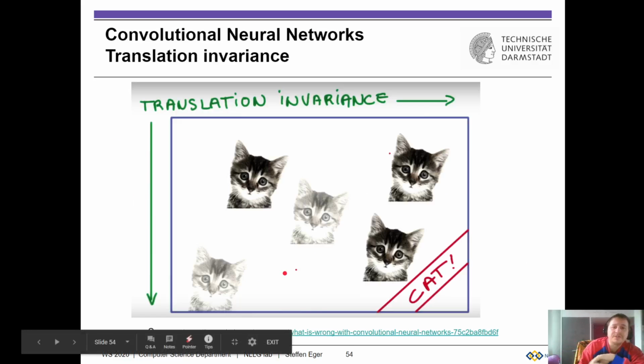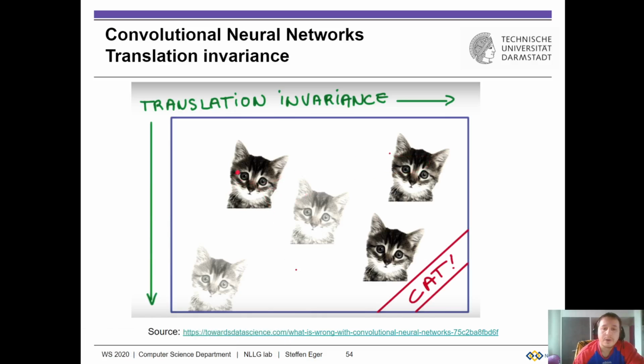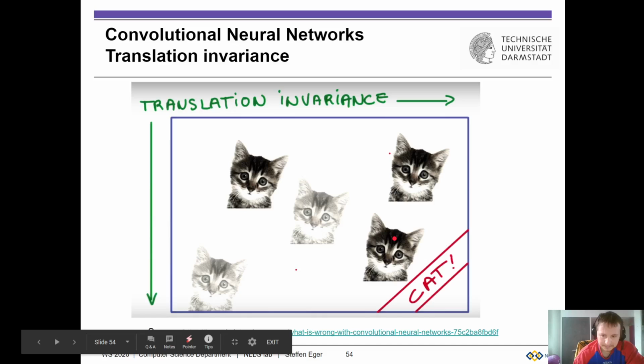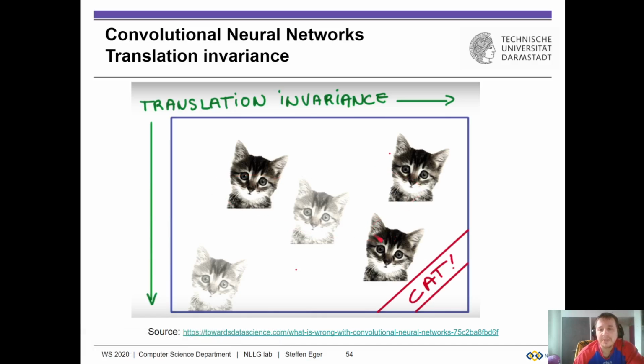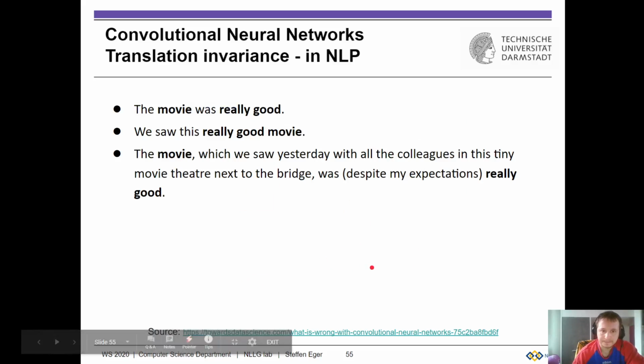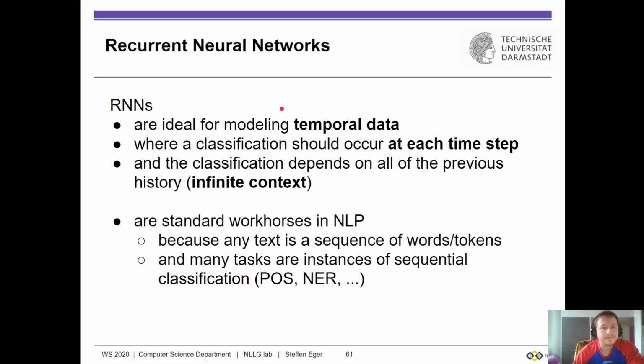The translation invariance is pictured here also with the image of a cat, that no matter where it appears in the image, it's always a cat. So your architecture should be invariant to positional displacement. In NLP, we may also have this property sometimes when, for example, an n-gram can be shifted around in different places of the sentence, such as this one outlined here: movie, really good.